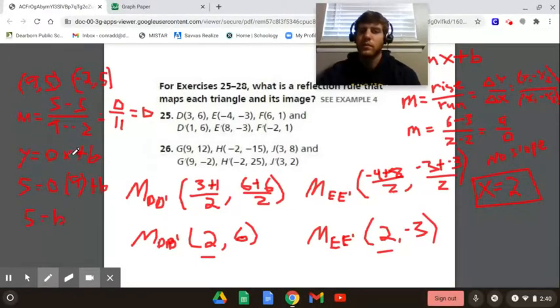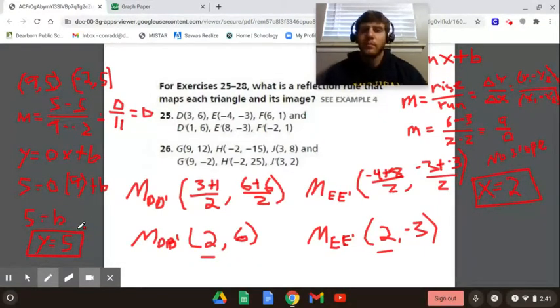So your equation here, since it's 0x, it's just going to be y equals mx, so 0 times x is 0, plus 5. So it's just going to be y equals 5, okay, which is a horizontal line.